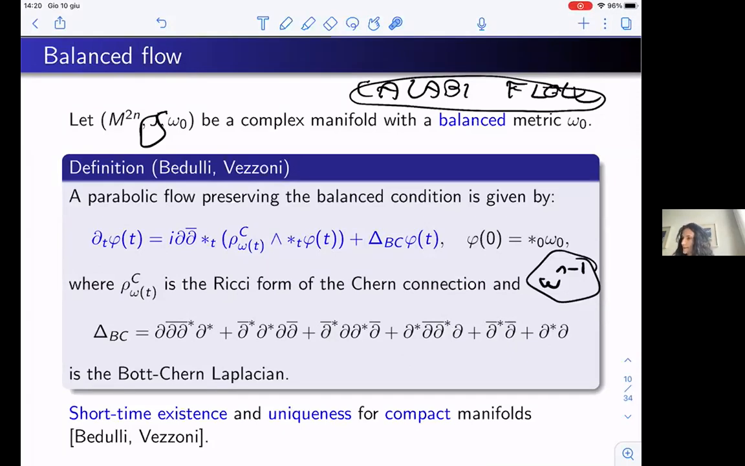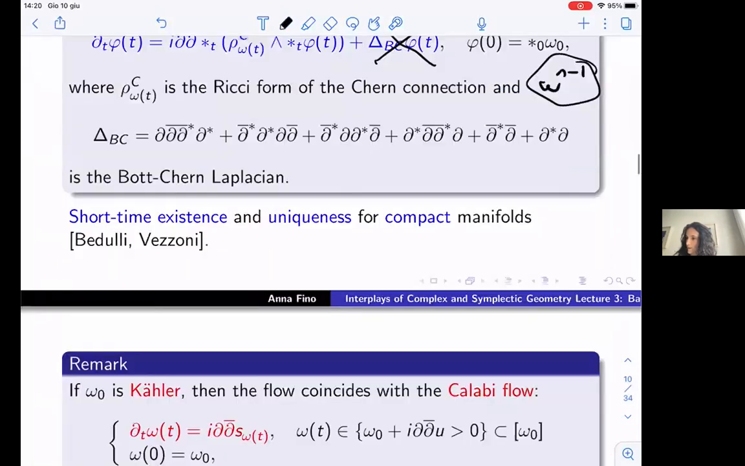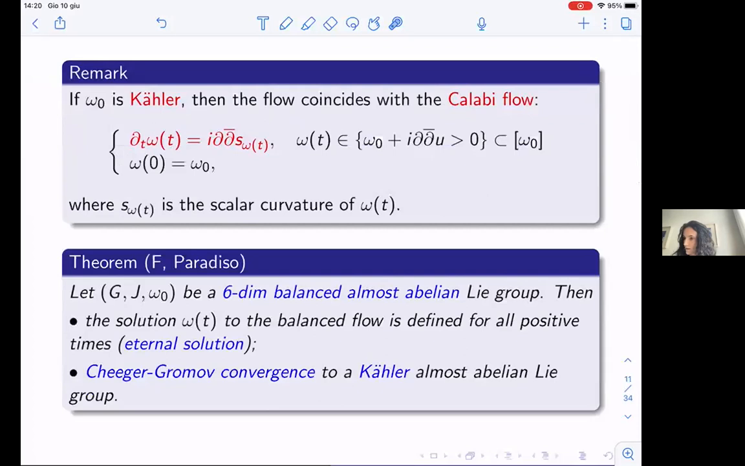And essentially, when it's scalar, this part is not here. So it's only this part in the scalar case. And Bedulli and Vezzoni showed short time existence and uniqueness for compact manifolds for this flow. And this is exactly what I was saying here, that when you start with a scalar metric, then the flow coincides with the Calabi flow. Here I write it in a different way, but essentially it is equivalent to the form that I wrote before. So you evolve omega t in the class of omega 0, in order to be positive. That was the notation that I used last time. And S of omega t is just the scalar curvature associated to the metric.